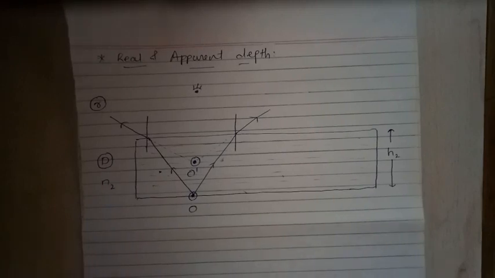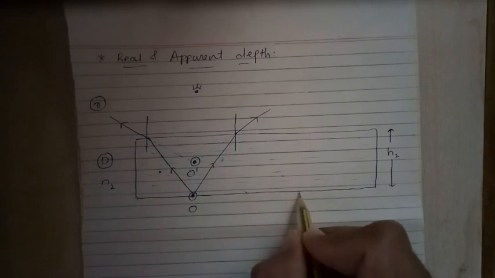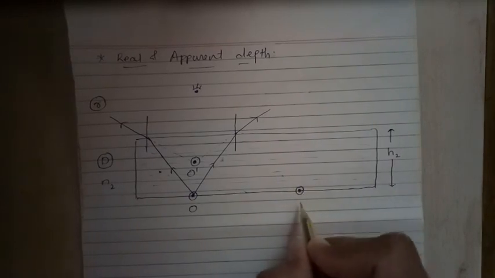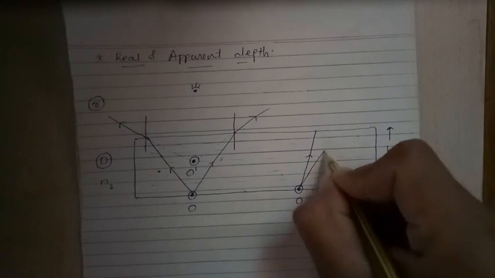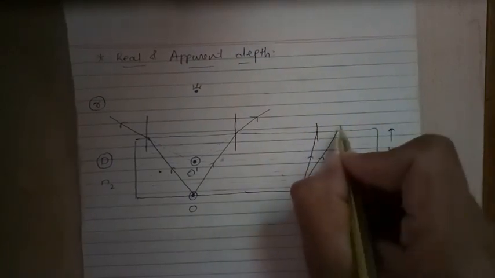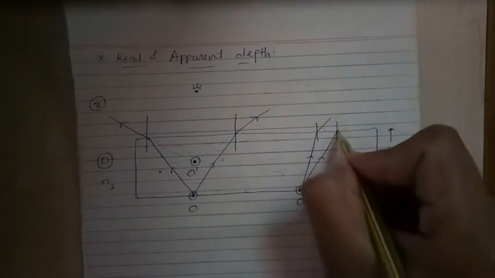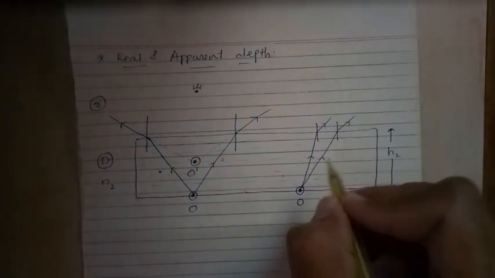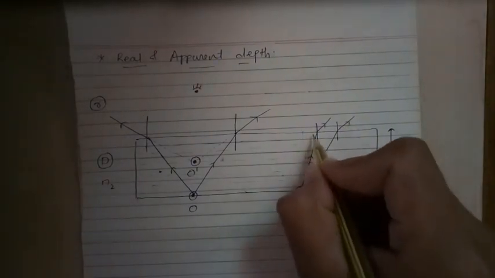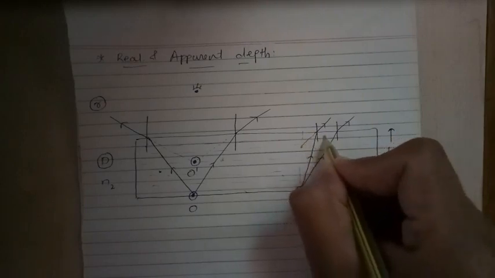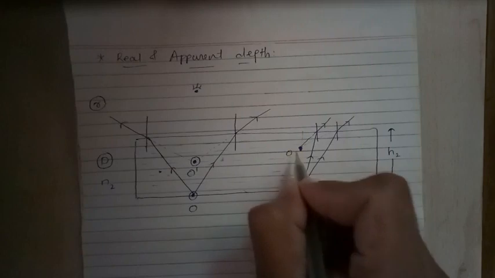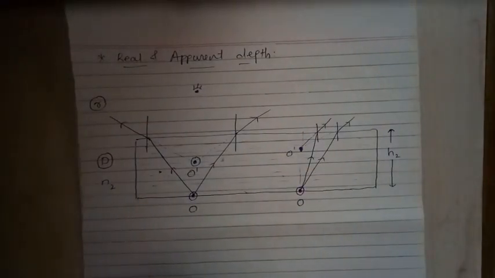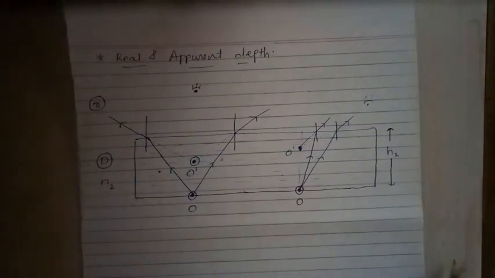Now if we view at some angle like this, this is the bottom O. Consider this is the first ray and this is the second ray, like this. The ray moves away from the normal like this. But in normal condition, when we see, these rays meet at this point like this. So here we can view O dash instead of O, right? Like this. Okay. So we can write that.